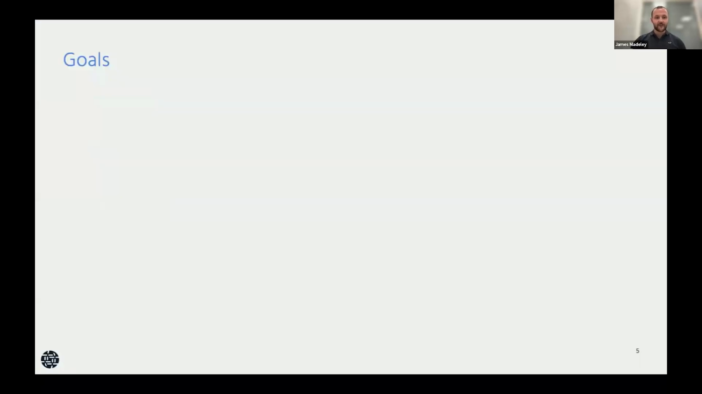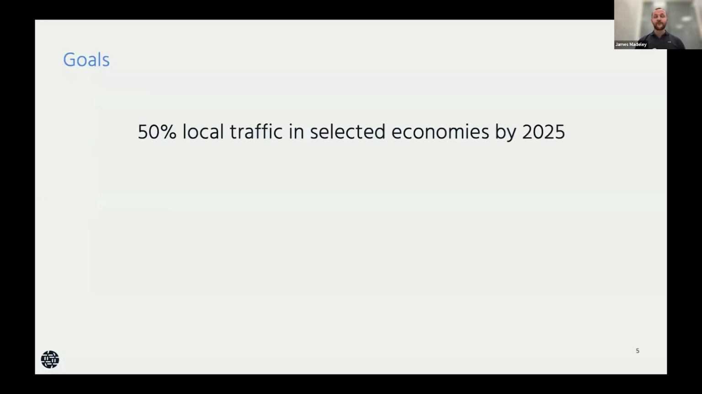So in terms of the goals, one of the goals of the Internet Society is to achieve 50% local traffic in selected economies by 2025. This is quite an ambitious goal, and it's been set as part of the Internet Society's 50-50 vision, which starts with selected economies and then hopefully will move on to 50% local traffic globally. And in order to achieve this goal, one of the main things we need to focus on is measurement. Because if we can't measure how much traffic is local, we can't then see the progress that's been made and what progress needs to be made in order to achieve this 50-50 vision.